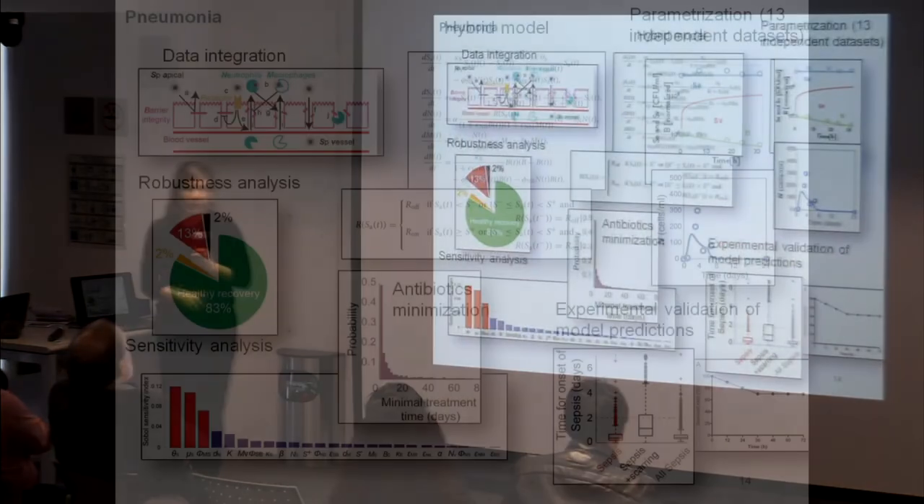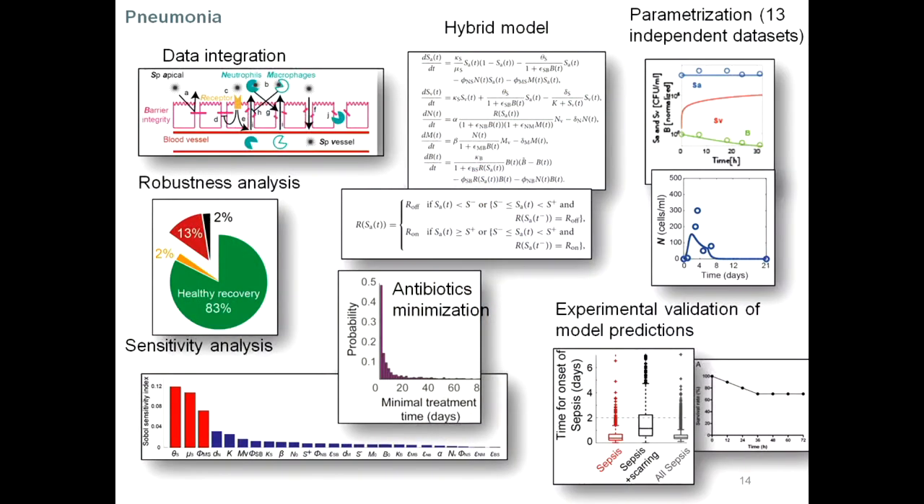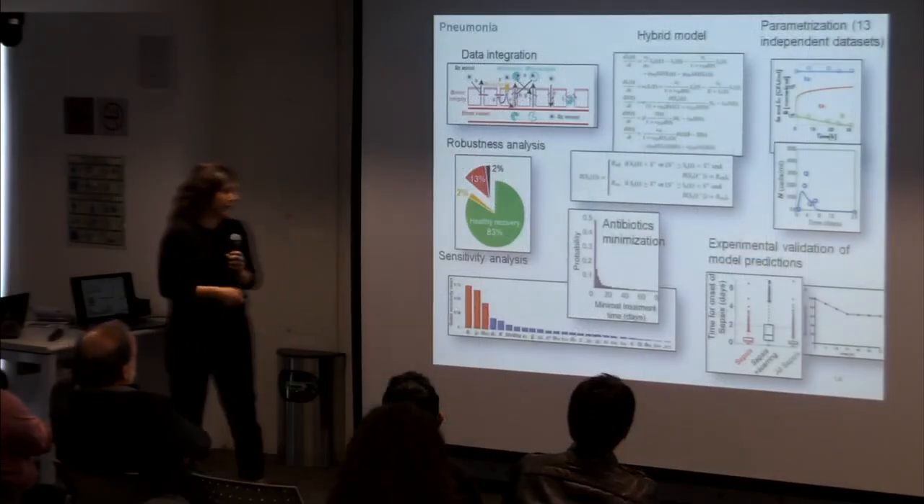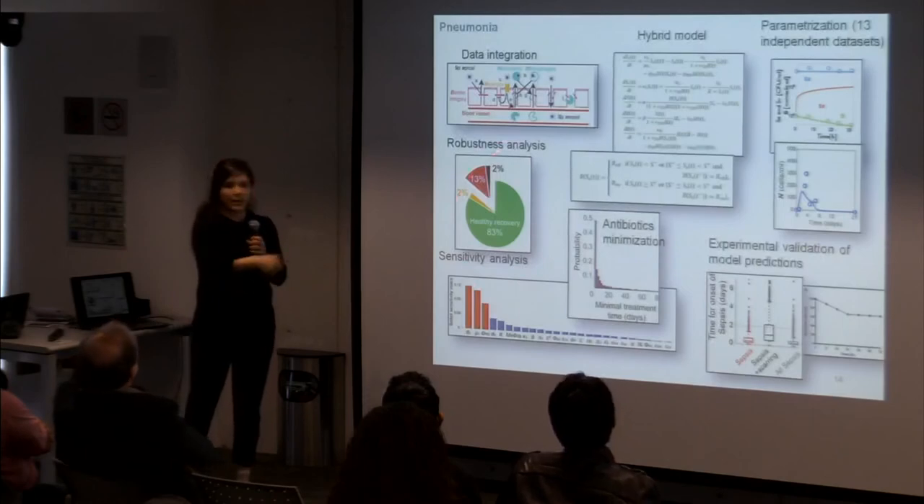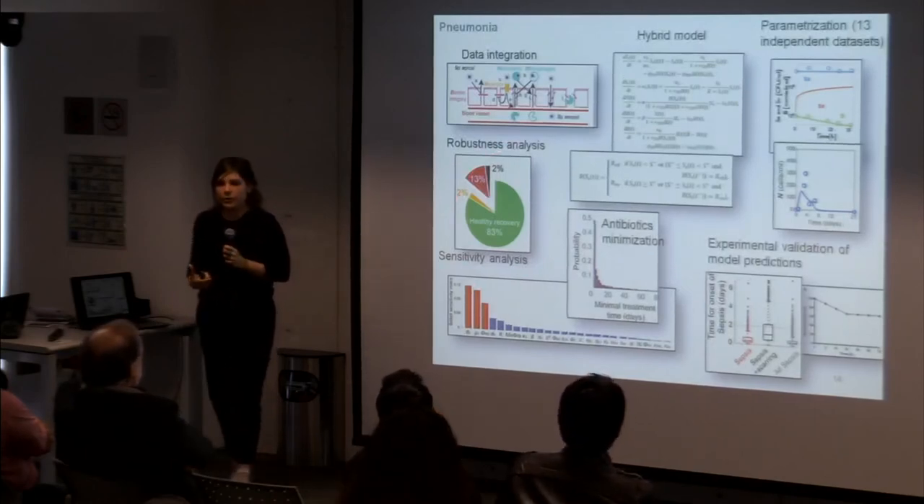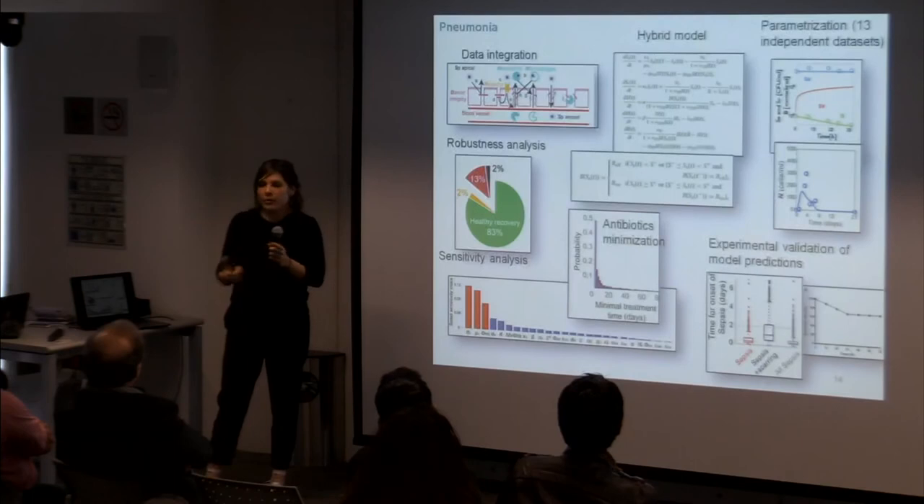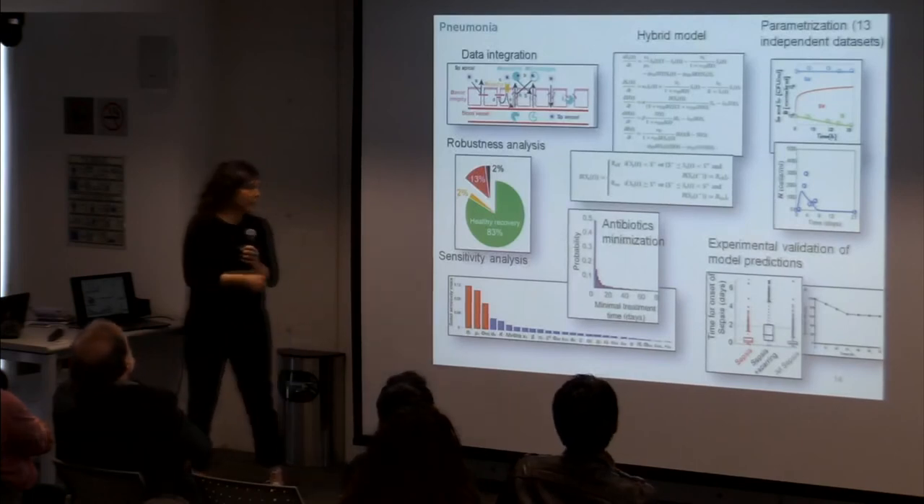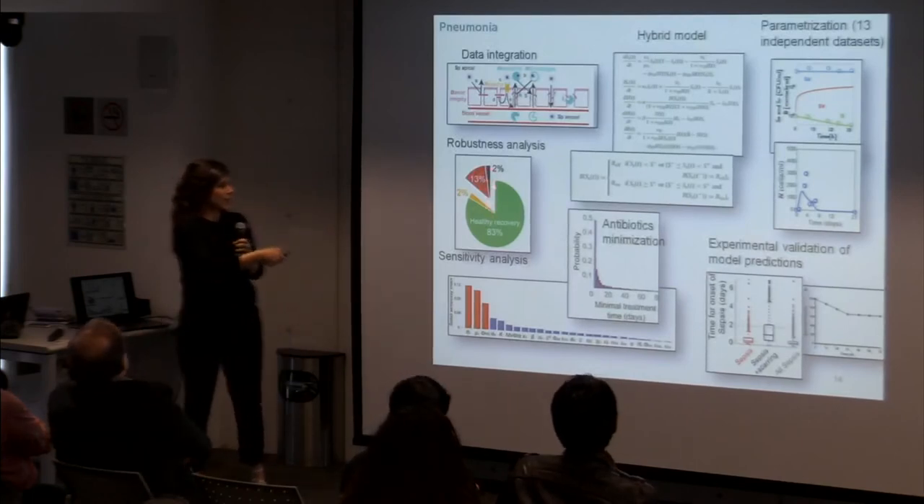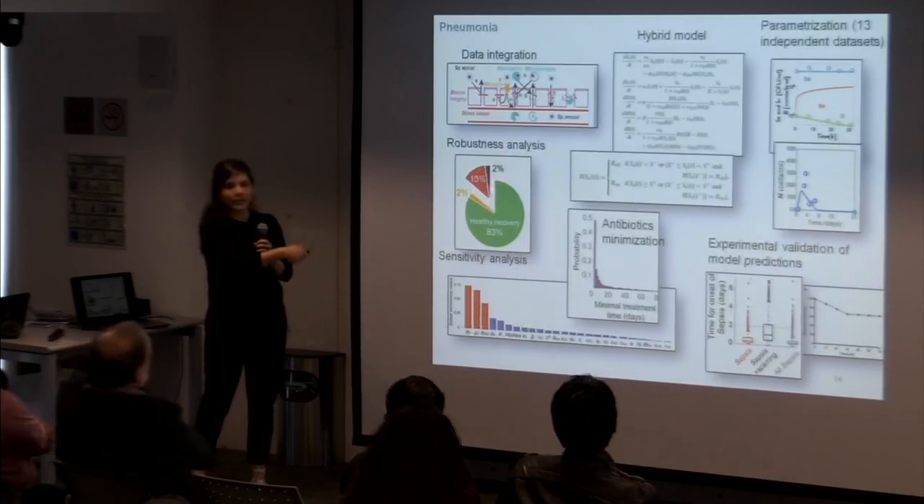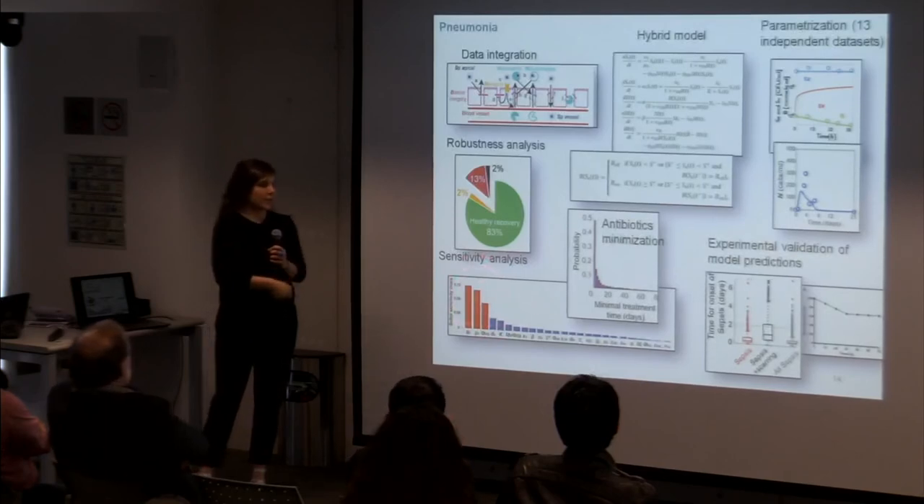We started by integrating plenty of quantitative data, building a mathematical model, parameterizing it, reproducing many different data sets, and then doing robustness analysis of the system, which is something we would expect from a commensal bacterium, that normally it produces no phenotype, but sometimes yes. And then we wanted to understand when this disease phenotype is reproduced, and we answered this by sensitivity analysis.